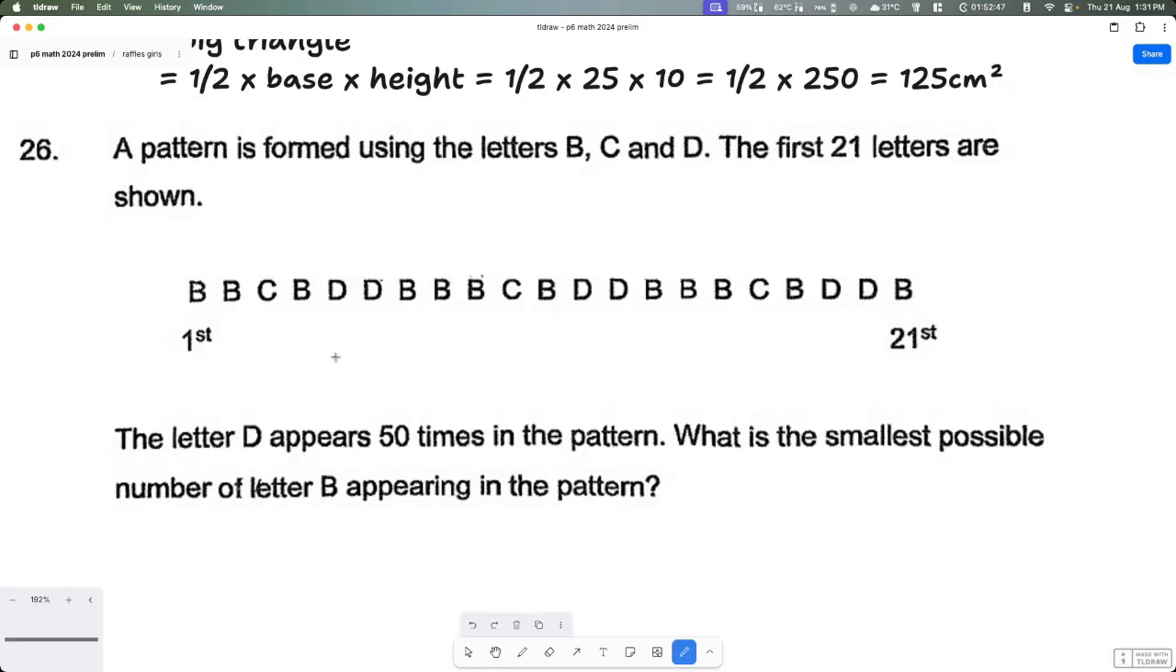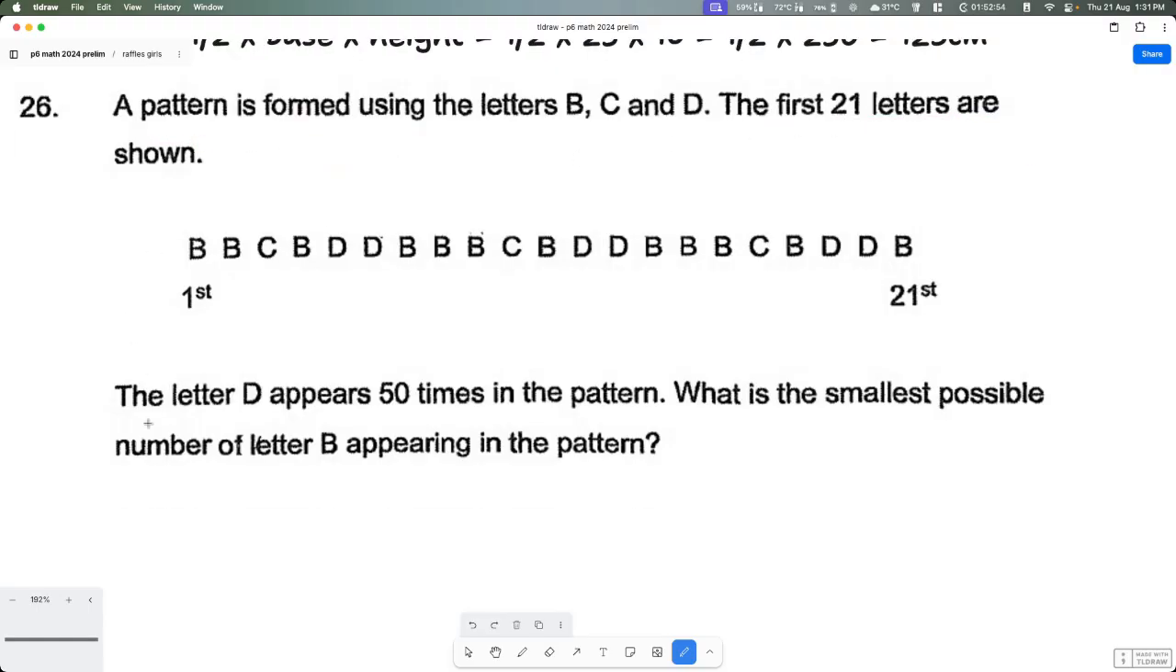Question 26. Okay, a pattern is formed using the letters B, C, D. The first 21 letters are shown. The letter D appears 50 times in the pattern. What is the smallest possible number of letter B appearing in the pattern?